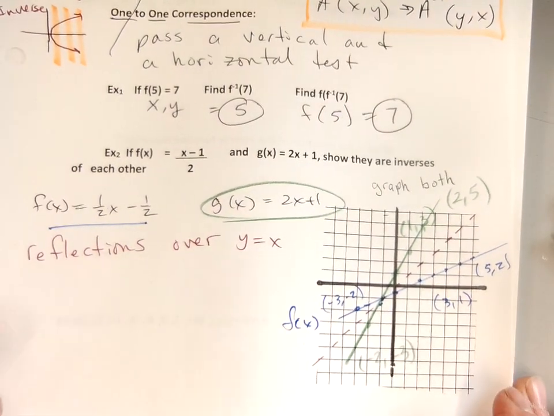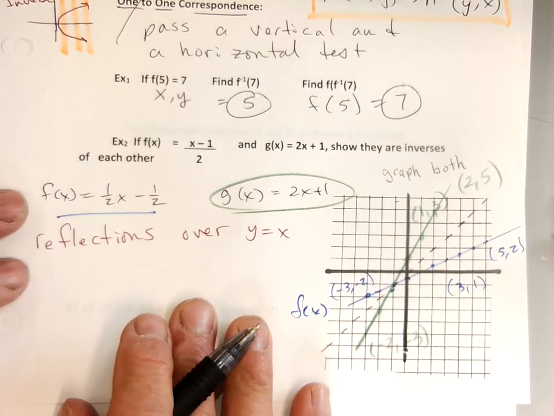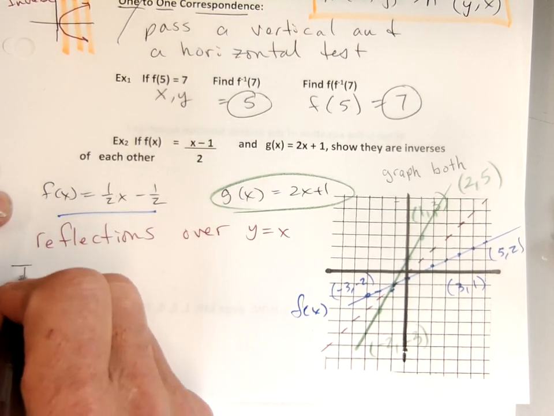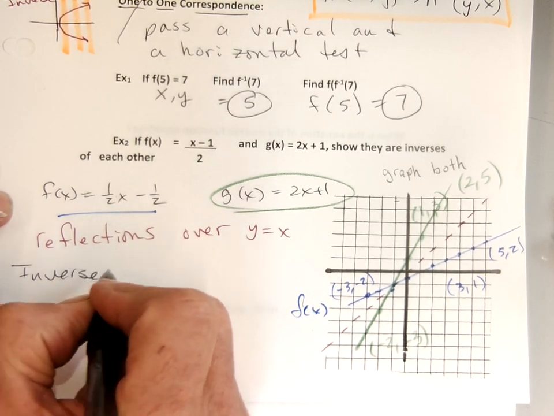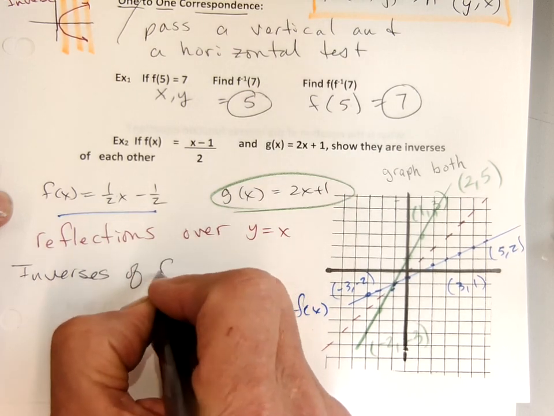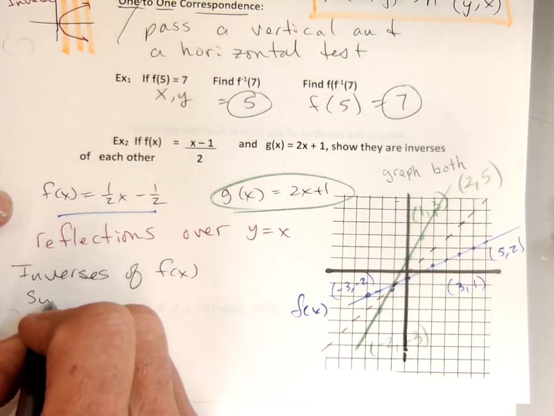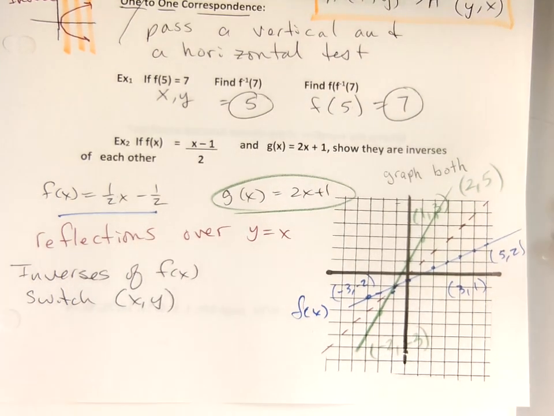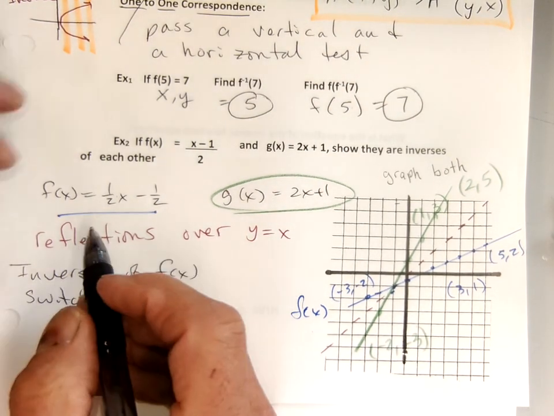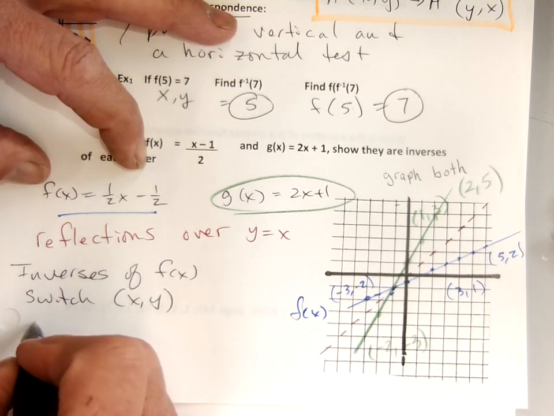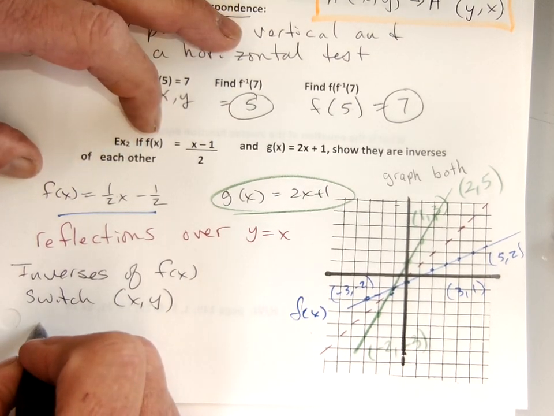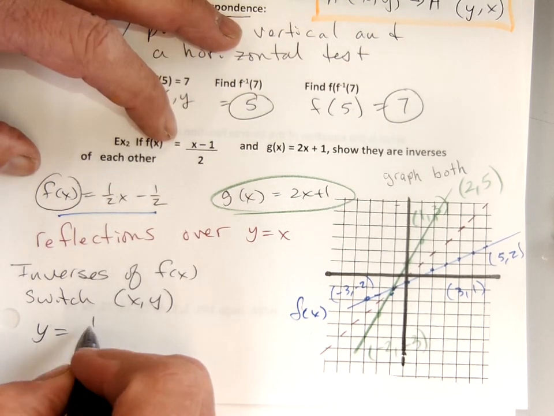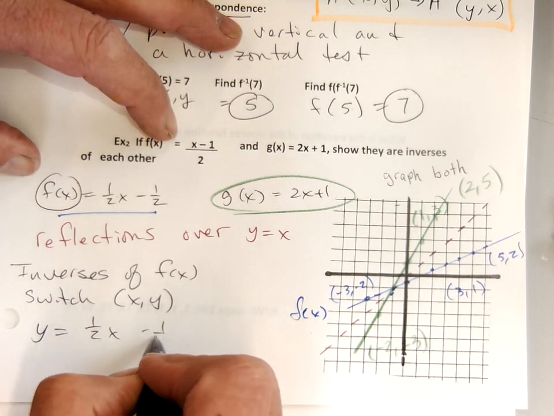Now another way we can prove it's going to be the same is if I take f of x and I want the inverse of f of x. So to get the inverse of f of x, I'm going to switch my x's and my y's, right? Okay, so f of x, let's rewrite it as y instead. Makes it easier. y equals 1/2 x minus 1/2.